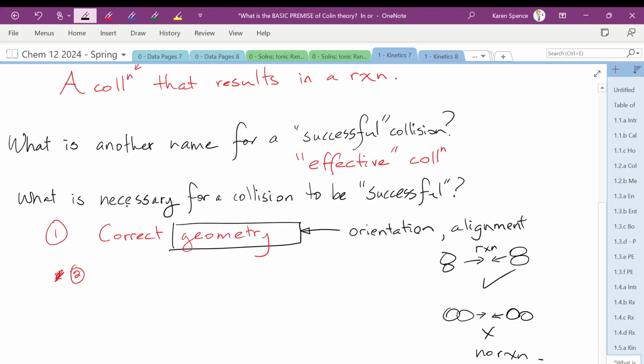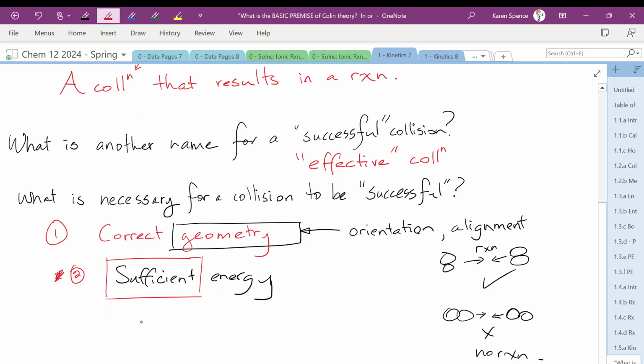Sufficient energy. What does the word sufficient mean? Enough. Enough energy. Yes. Okay. All right. So, do you remember, can you think back and remember any of the 5 factors that can make a reaction speed up or slow down?